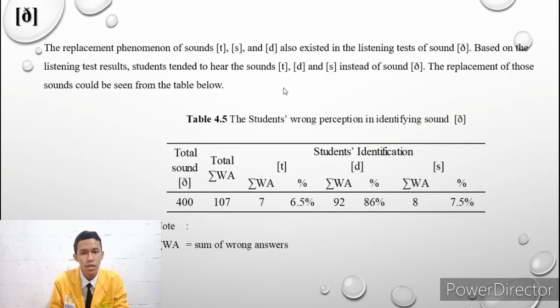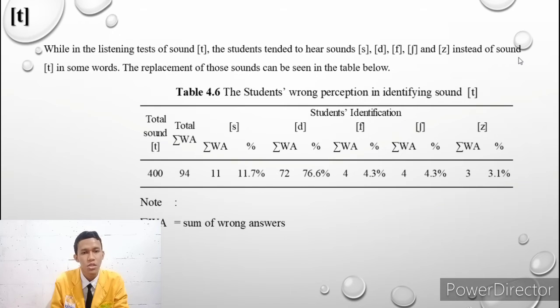And then, while in the listening test of sound th, the students tend to hear the sounds s, d, f, sh, and z instead of the sound th in the word. And then the replacement of the sound can be seen in the table below. From the table, we know that most students tend to hear the sound D instead of the sound T.